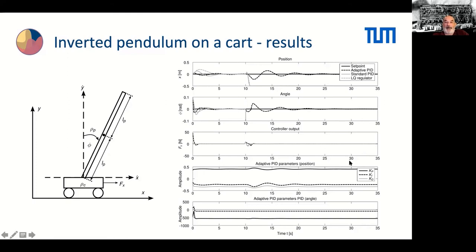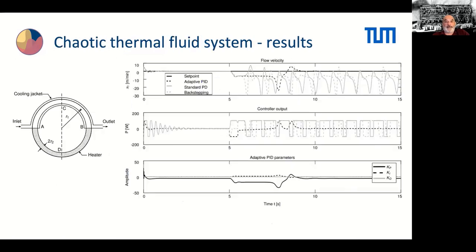And the encouraging thing is that obviously all the other state-of-the-art controllers are not able to compensate for this sort of disturbance.